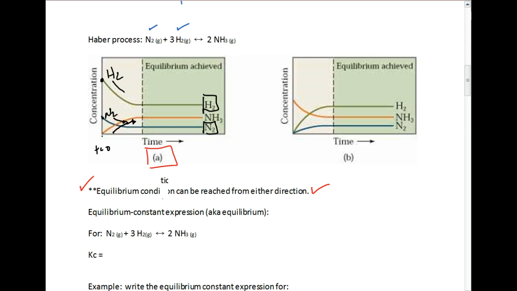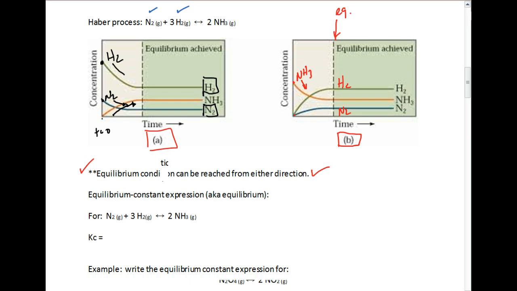Now, the equilibrium can be reached, like we said, in either direction. So let's look at graph B, where they're doing the opposite. They're starting with a concentration of NH3, let's say we just inject a vessel with NH3 and we don't have any H2 or N2. As time goes along, the concentration of NH3 decreases and the concentration of H2 and N2 increases. And again, they get to a point where equilibrium is established when they all level back out again. Okay?